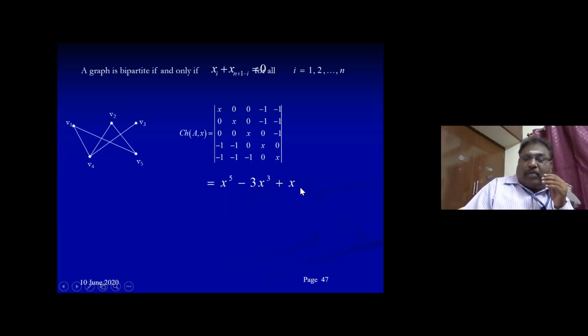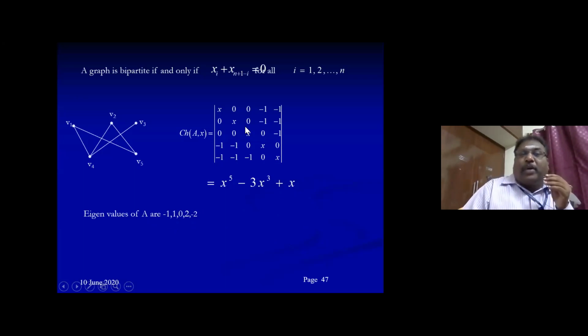That means one eigenvalue is 0. Fine. So if you calculate the eigenvalues of this polynomial, x power 5 minus 3x cube plus x, the characteristic roots, 0 is there definitely, because the determinant is 0. Then the sum of the eigenvalues is 0, minus 1 plus 0 plus 2 minus 2. So one positive, one negative. These are the 5 eigenvalues.